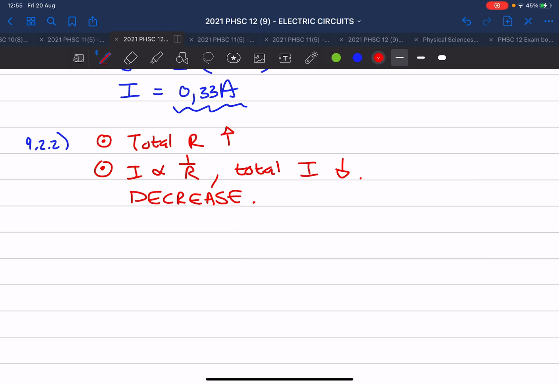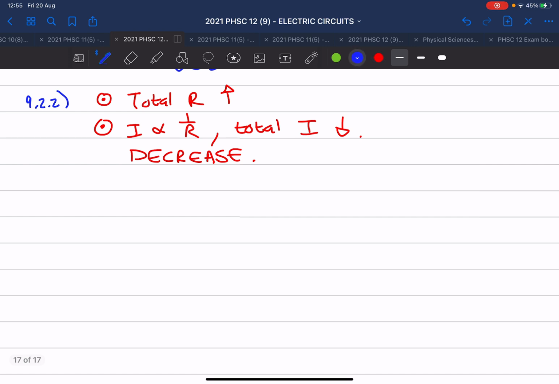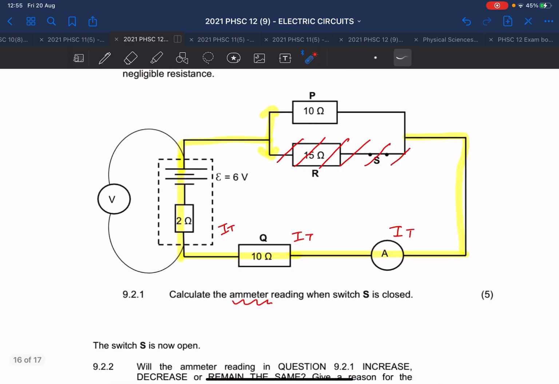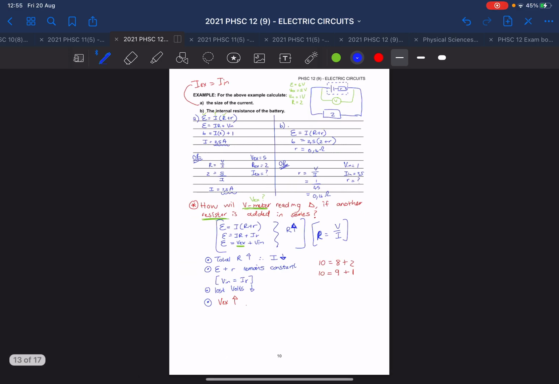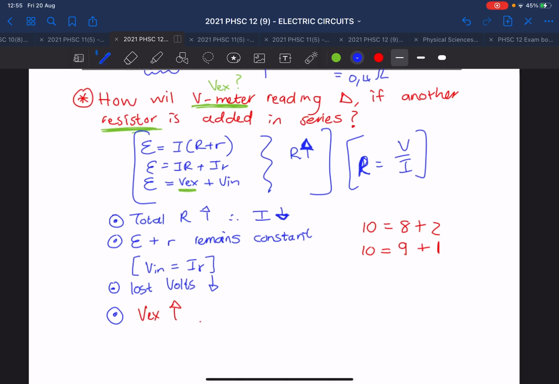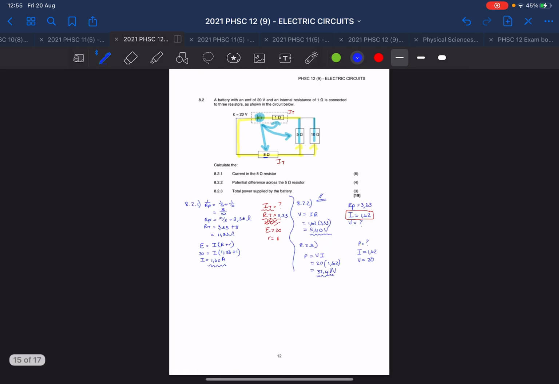You're all with me there? Then the most important question. That was second most, this is the most important. They ask, how will the voltmeter reading compare? Now, the voltmeter reading is over the cells. What does that measure? The volts external, the volts that are available for the rest of the circuit. We did this question yesterday. They love to ask this question. They always ask this question.